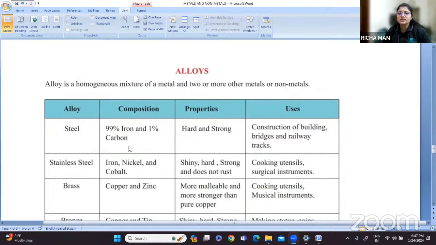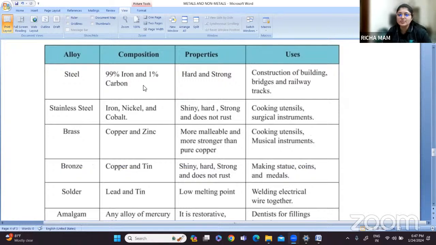So steel, what is the composition of steel? 99% iron and 1% carbon. What are the properties? It is very hard and very strong. So where do we make use of steel? Steel is used in the construction of buildings, then for bridges and railway tracks. So steel is an alloy where we make use of iron and 1% carbon.